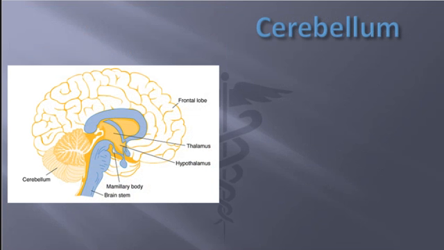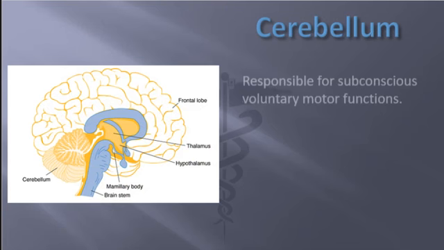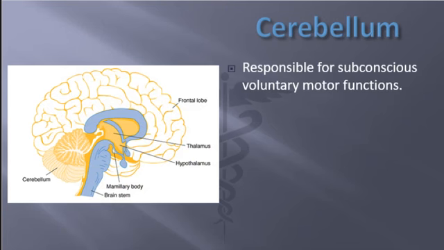All right, so what is the cerebellum for? It's responsible for subconscious voluntary motor functions. What is a subconscious voluntary motor function? So it's voluntary. Right now you're writing with your hand, right? And you're not really thinking a lot about that. If Gabby's tapping her foot, she's not thinking about that, but your muscles are doing that, right? So it's kind of this subconscious voluntary motor function.